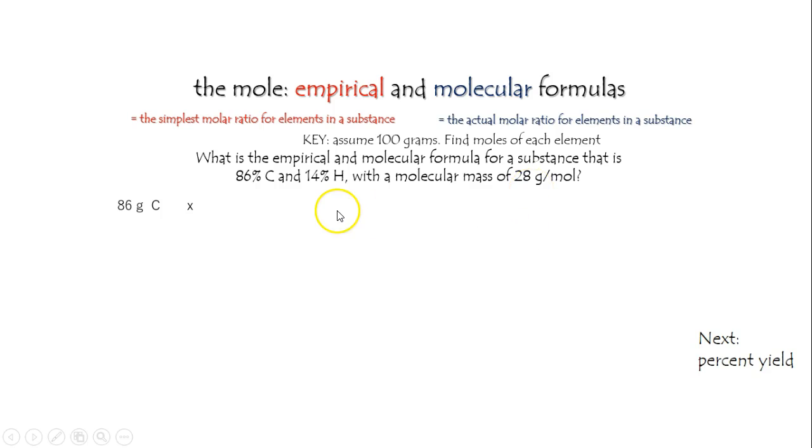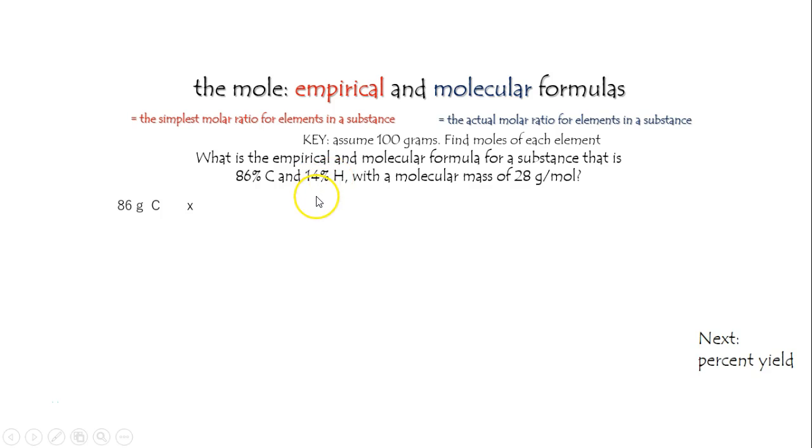Let's try to do what the AP people want us to do and try to visualize this. You've got a substance in front of you, probably a white powder. Most of it is carbon, some of it is hydrogen. What the heck is it? Well, if it's 86% carbon and 14% hydrogen, maybe there's a lot more carbon atoms than hydrogen. But that's probably not true because carbon's a heavy atom and hydrogen is a light atom.